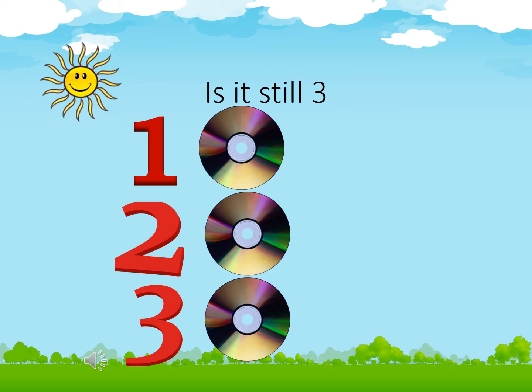Now here we have the same CDs again. But this time they are not arranged in a straight line going across. They're going from up to down. Let's count them. 1, 2, 3. So even though we have them standing up or going up to down, they're still 3.